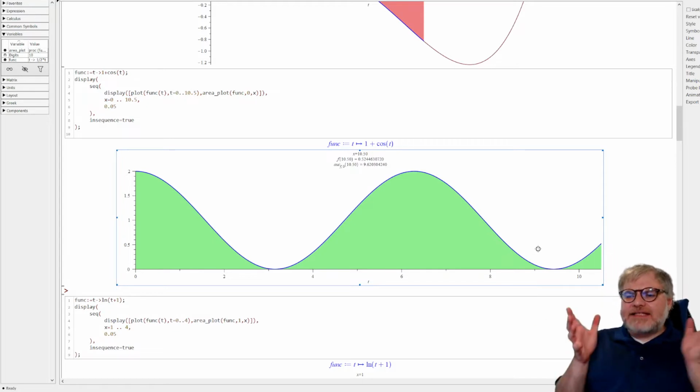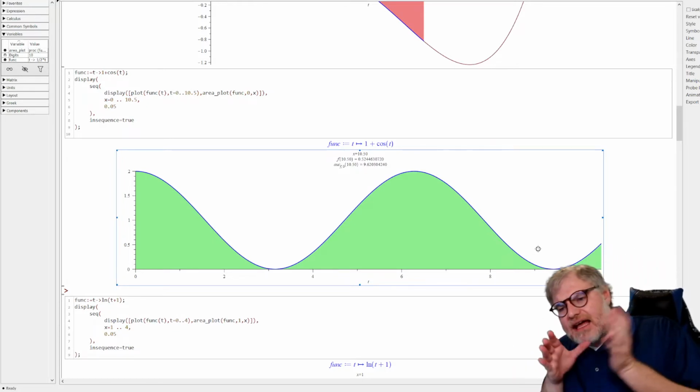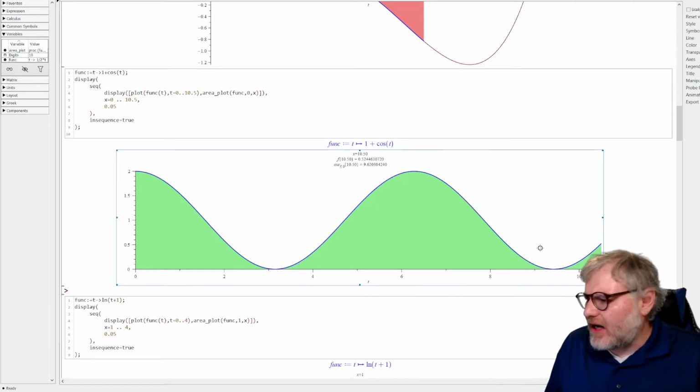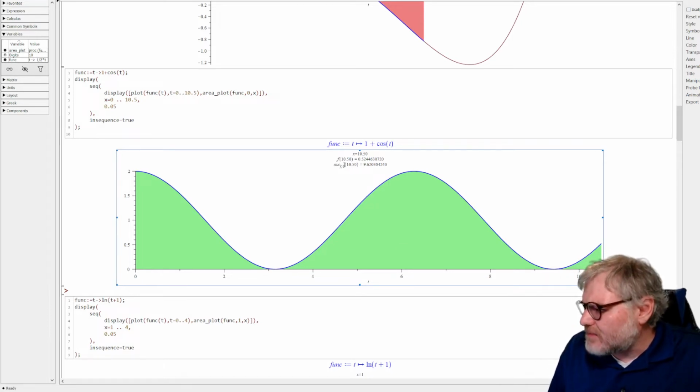So that's the big idea behind area under the curve. As I move to the right, I accumulate area from my base point. In this case, my base point was 0.